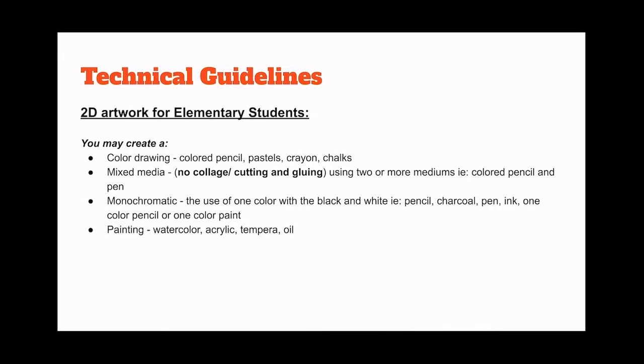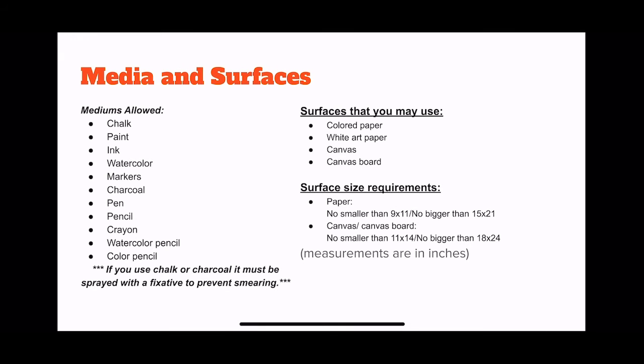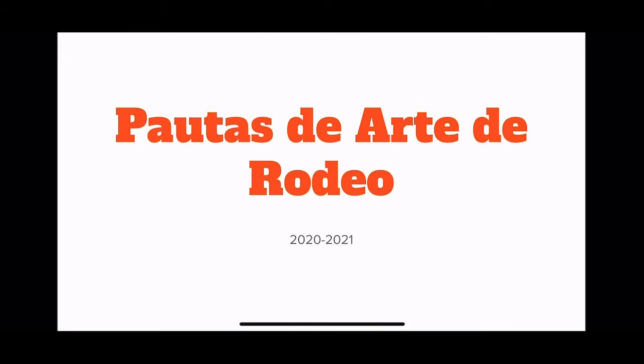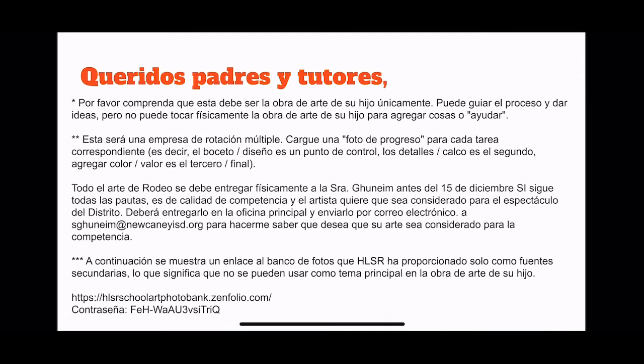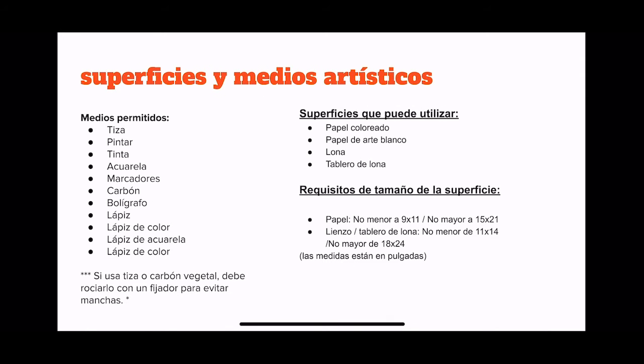Just a few more technical guidelines. We're not allowed to use any second surface material, meaning we can't glue anything onto our artwork. Here is a list of all the things that you can use for your artwork and also the sizes of the paper. And then the rest of the guideline is in Spanish, and it basically repeats everything we just talked about. Okay, so that's the gist of it, boys and girls.